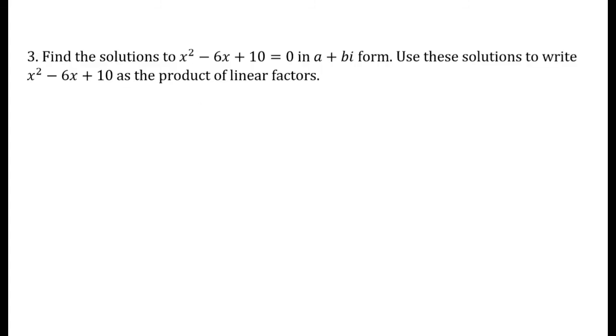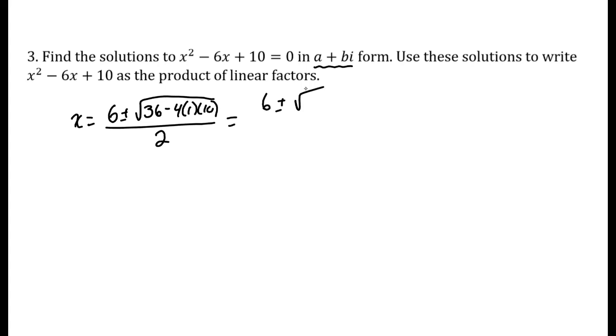Both work. Find the solutions to this equation in a plus bi form. So I'm already telling you you have complex numbers, so don't even try factoring it because you know the solutions are complex. So x equals negative b plus or minus the square root of b squared minus 4ac all over 2a. So cleaning this up, I've got 6 plus or minus the square root of 36 minus 40. Type the discriminant into your calculator. Get negative 4 over 2.